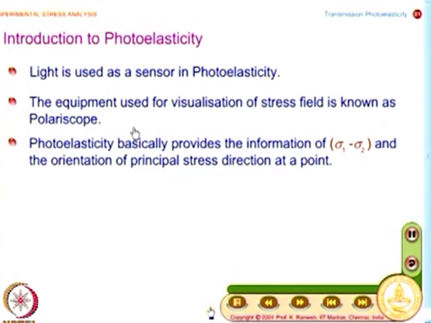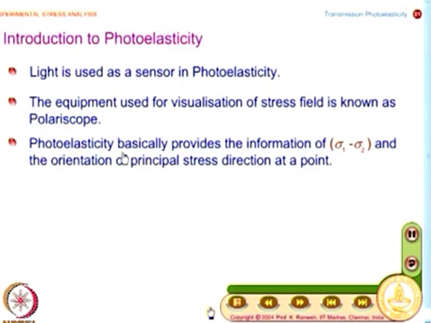In fact, in your earlier courses on physics, you have an introduction to what is polarization. Nevertheless, we will also look at it as part of this course, and we have also seen very clearly, from a solid mechanics point of view, that photoelasticity basically provides the information of sigma 1 minus sigma 2 contours. They are called isochromatics, and you also get the orientation of the principal stress direction at a point and also on the entire model. So, at a point you will get sigma 1 minus sigma 2 as well as the principal stress direction, and being a whole field technique you get this information on the entire model.